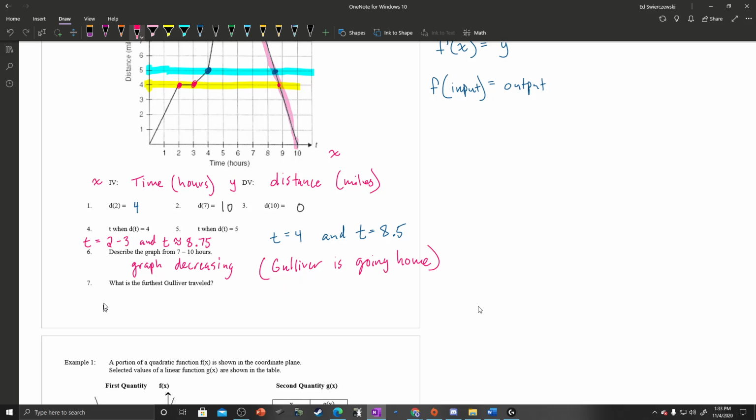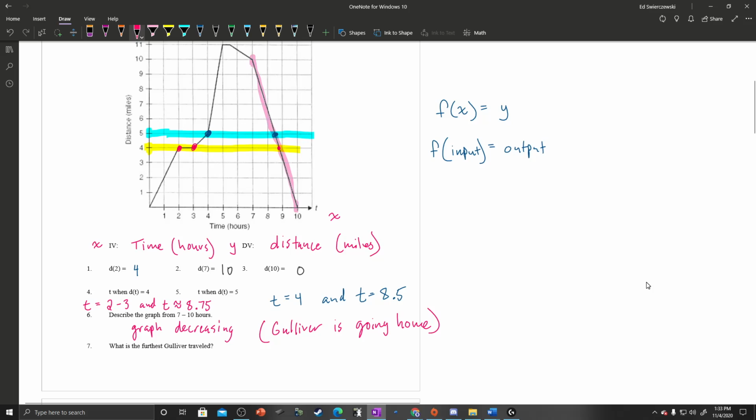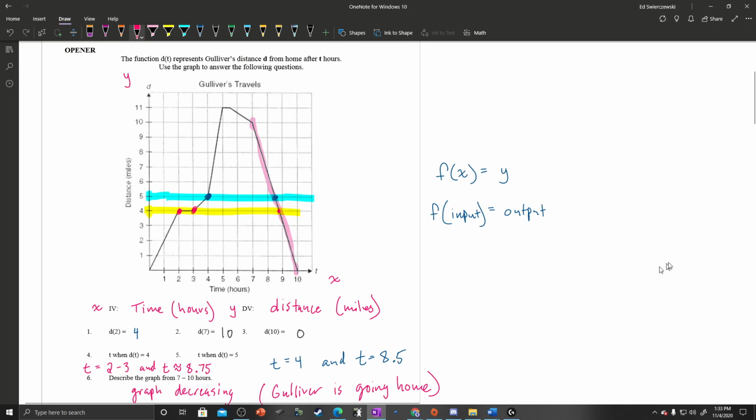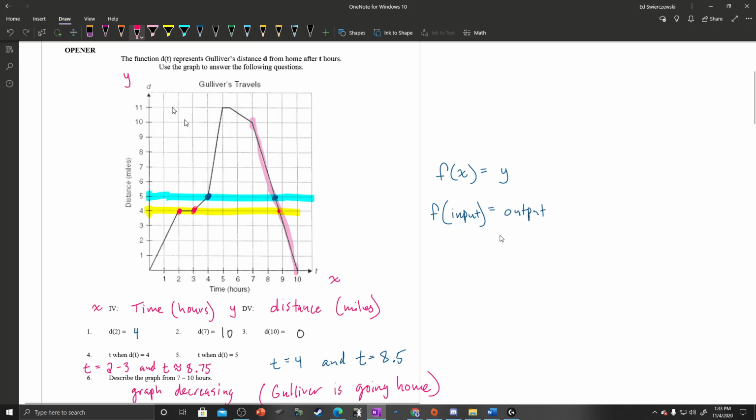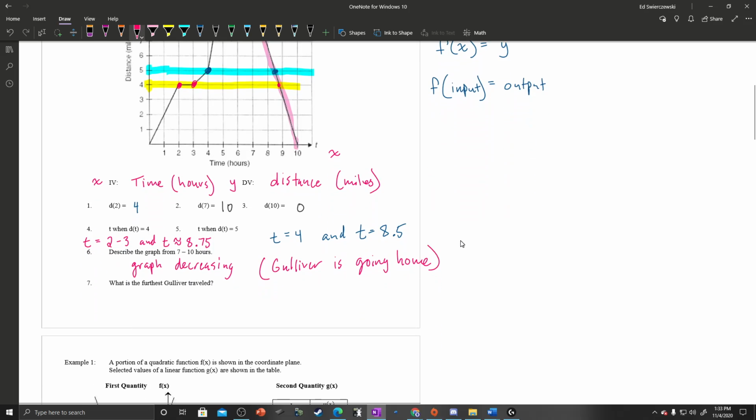And then finally, what is the furthest Gulliver traveled? So what is the maximum distance that he got from home? So you look, what's the highest point of the graph? It is right here. So the maximum distance from home was 11 miles.